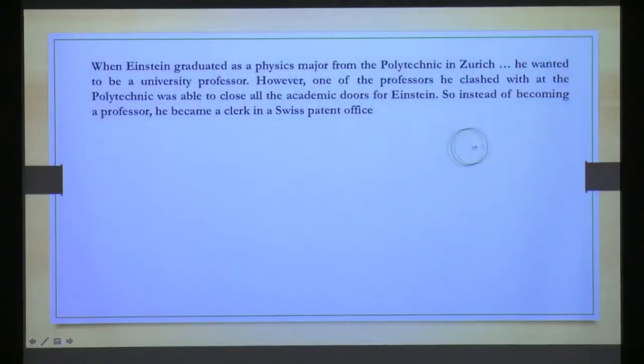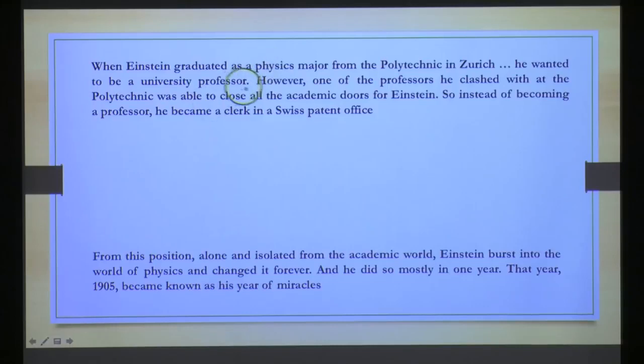So when Einstein graduated as a physics major from the Polytechnique in Zurich, he wanted to be a university professor. However, one of the professors he clashed with at the Polytechnique was able to close all the academic doors for Einstein. So instead of becoming a professor, he became a clerk in a Swiss patent office. This is the great Einstein.